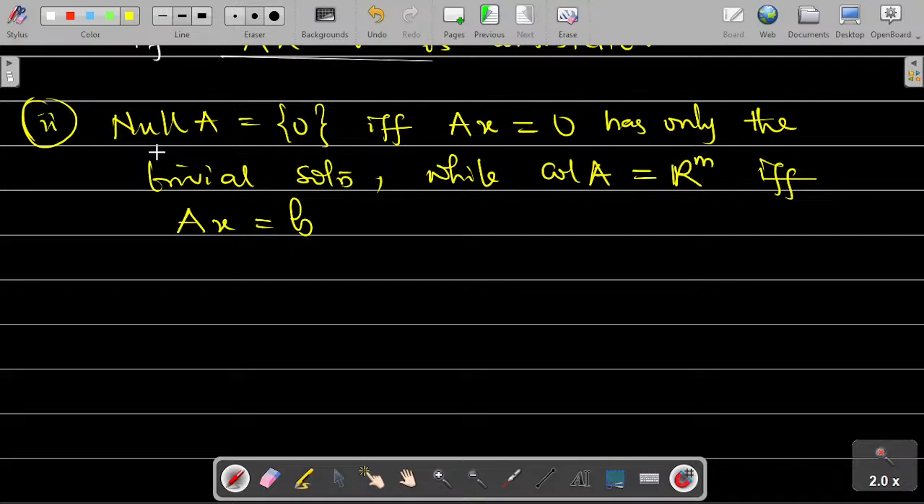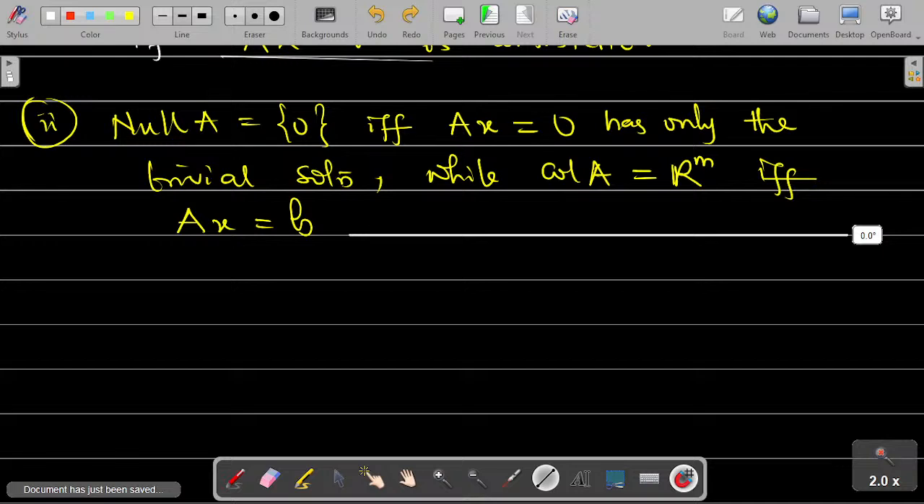So the information here is that the null space of A being equal to the 0 vector will happen if and only if AX equal to 0 has only the trivial solution. So the column space of A will be equal to a vector space of dimension M if and only if AX equal to B implies that your B, first of all, has to be consistent. I'm writing what you will fill in now. So that's the space you're filling. So AX equal to B must first be consistent.